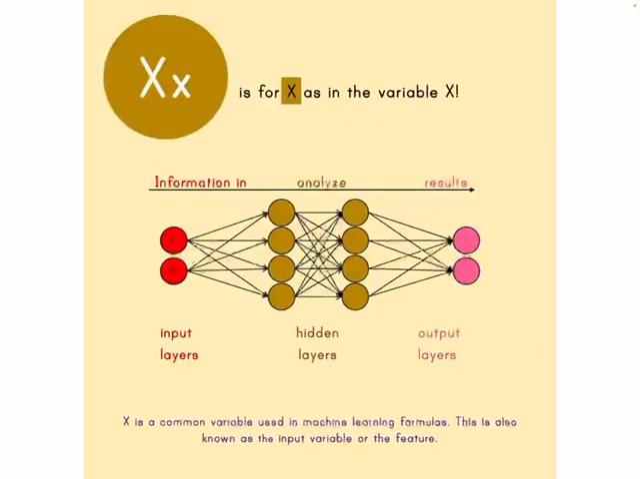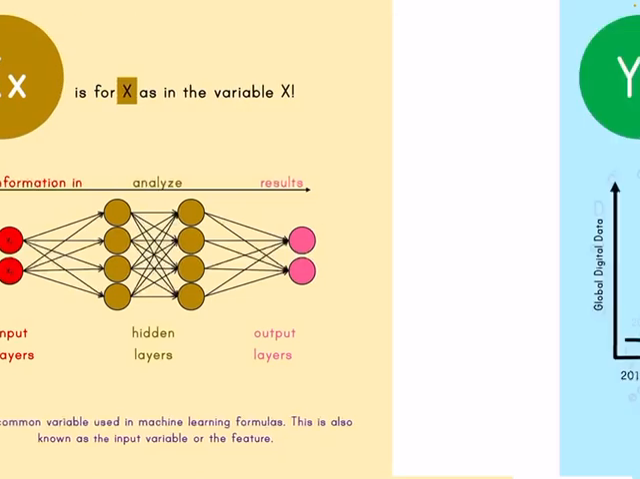X is for X as a variable. Information in. X is a common variable used in machine learning formulas. This is also known as input variable or feature. So, we have X1 and X2 as the input variables, known as features, and then we have the hidden layers which analyze the results, and then you are given the output layers.